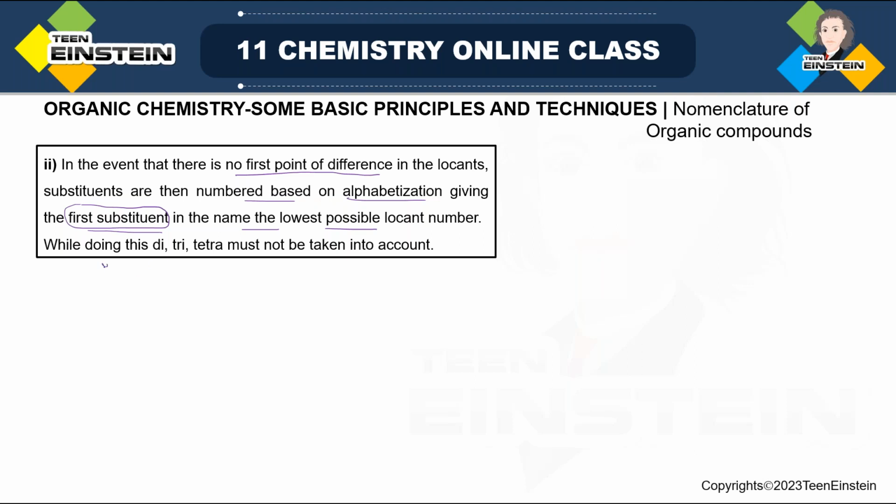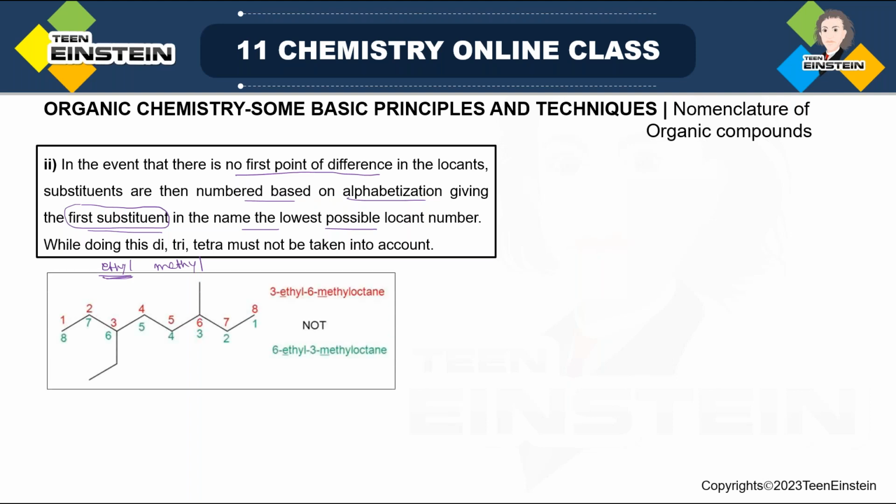So suppose there is an ethyl substituent and there is a methyl substituent. Two different substituents are there. Obviously, in the final IUPAC name, you will keep ethyl first, right? And then you will keep methyl. So what you will do is give the first one the lowest possible locant number. Here we will see one particular example regarding this.